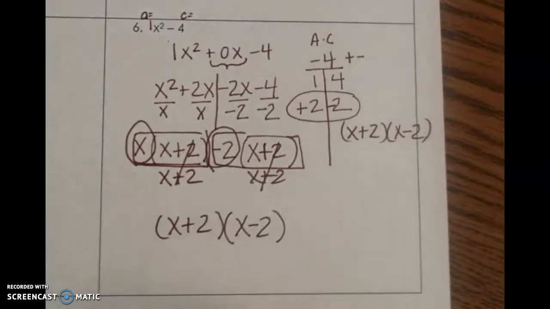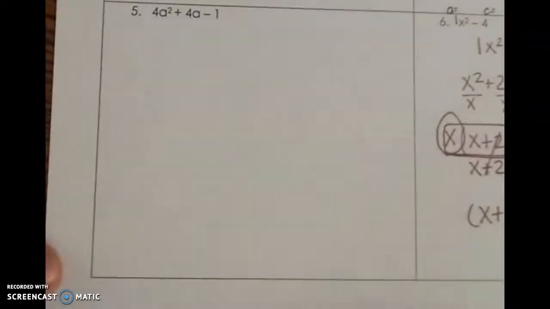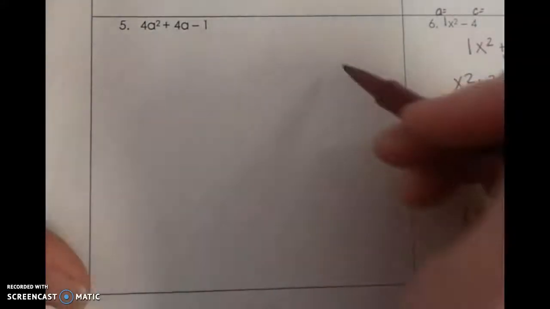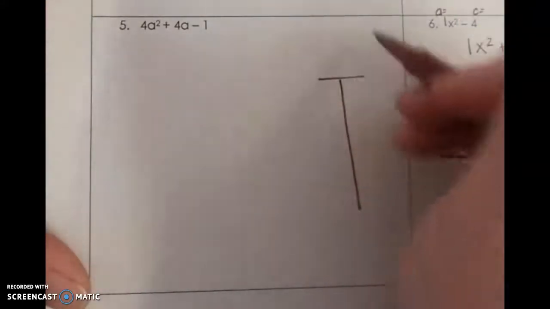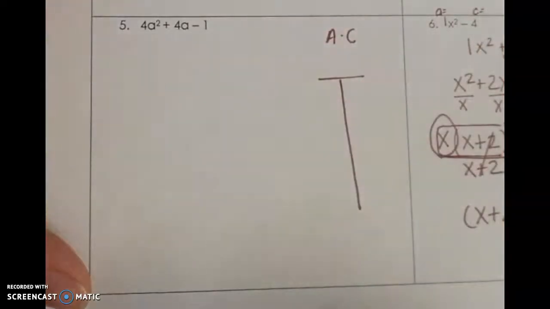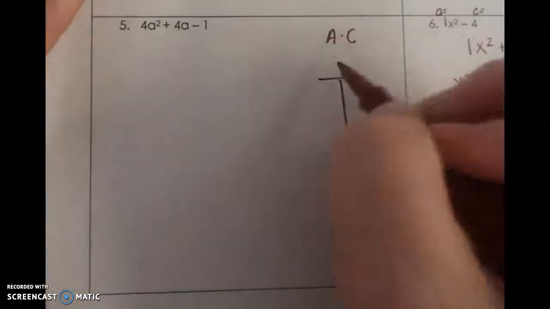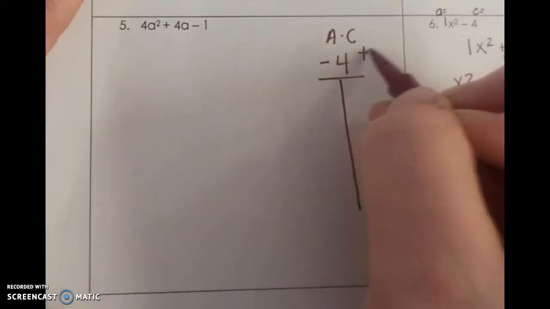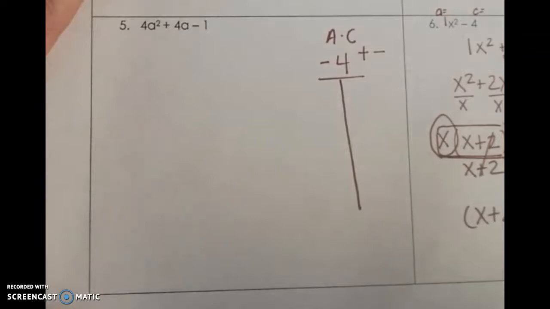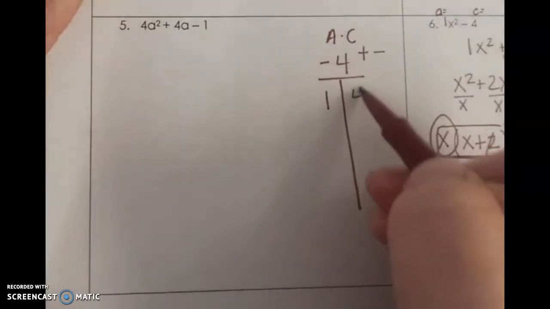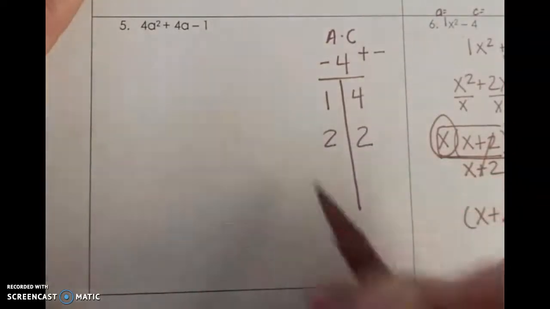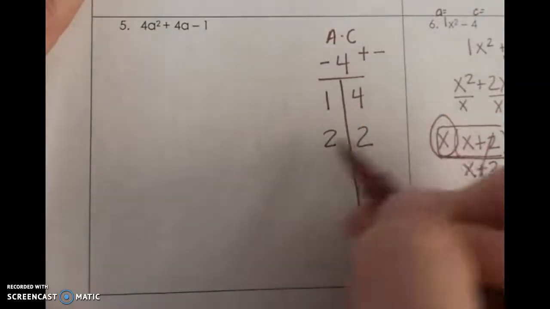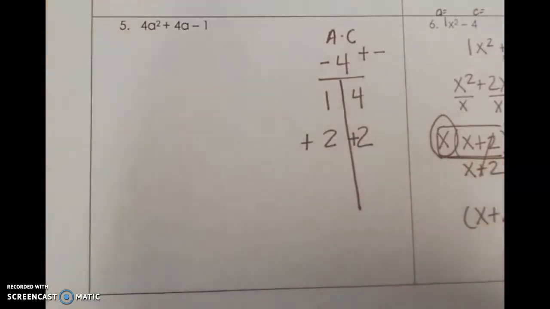Now, I wanted to go back over number 5 with us again. You check it. There's no GCF. So it means we're going to jump into our A times C. So we have 4 times -1 gives us -4. A negative number tells us we have to have a positive sign and a negative sign. So our pairs are 1 times 4 and 2 times 2. I need to get to a positive 4, and the only way I could do that would be a positive 2 and a positive 2.